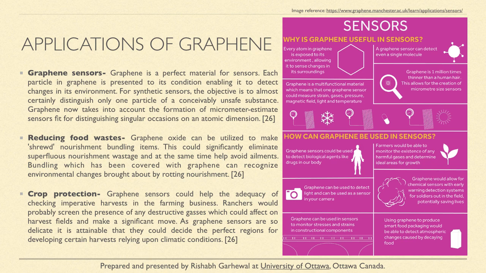Crop protection. Graphene sensors could boost the effectiveness of monitoring vital crops in the agriculture industry. Farmers would be able to monitor the existence of any harmful gases which could impact upon crop yield and take relevant action. As graphene sensors are so sensitive, it is feasible that they could determine the ideal areas for growing certain crops depending on atmospheric conditions.